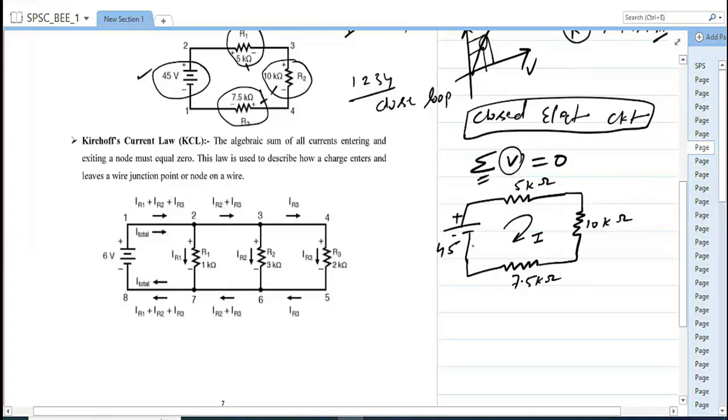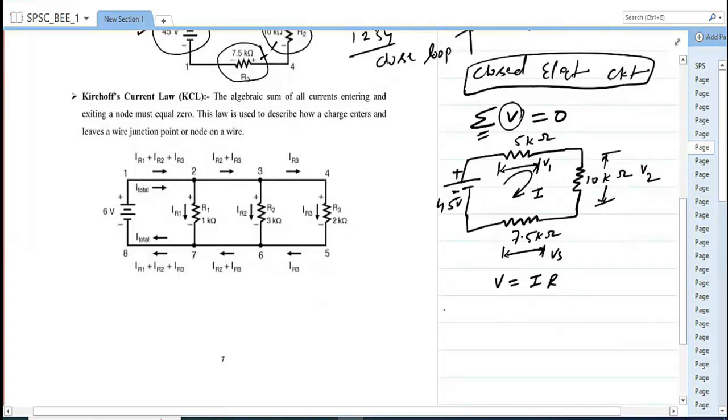Now tell me how many voltages are there? So this is the voltage of the battery, that is 45 volt. Here this is the resistance, and according to Ohm's law, V is equal to I into R. So the voltage drop for this resistance, let's say this is V1, for this resistance V2, and for this resistance V3. So what KVL is saying?